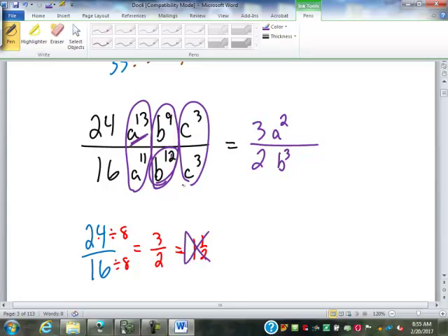C. Cancels out. They have the same power. 3 minus 3 is going to be 0. So C to the 0 is just 1. So we don't have to put it in our answer. So now back to this.